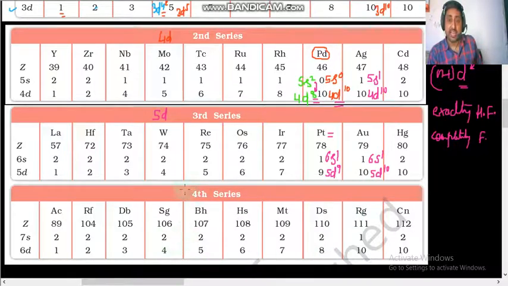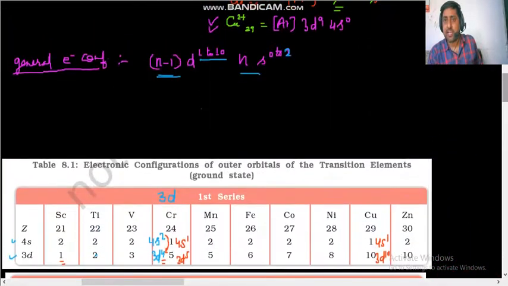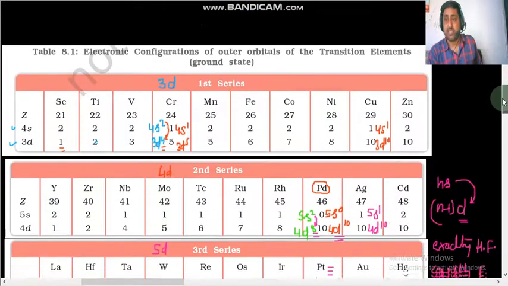And again in the last d series, that is the 6d series, you will see it is the case of Rg. Here it is 7s1 and 6d10. So that's why in the general electron configuration I wrote here, the s subshell contains 0 to 2 electrons, and the d subshell contains 1 to 10 electrons. So this is the reason they have this kind of transfer.